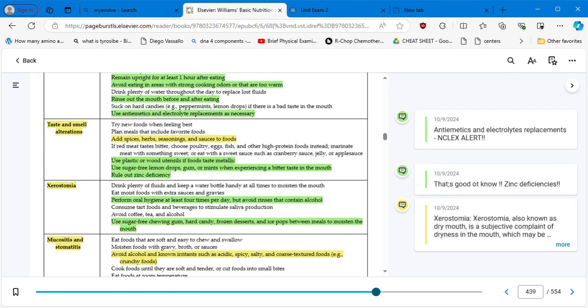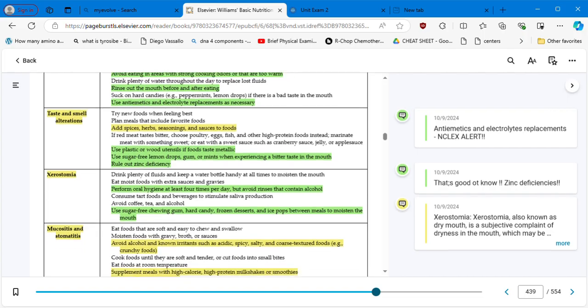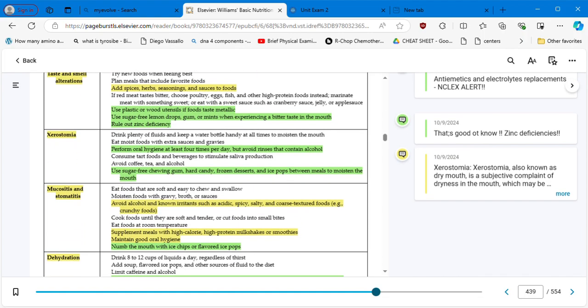We need to rule out zinc deficiency. And also we use sugar-free lemon drops, gum, sugar-free. Now they use sugar-free, but when we are talking about Ensure and Boost, they have dextrose in it. Okay, gum and mints when experiencing a bitter taste in the mouth. Sometimes I should avoid my comments, but that's something that I like to express. Does not make any sense to me.